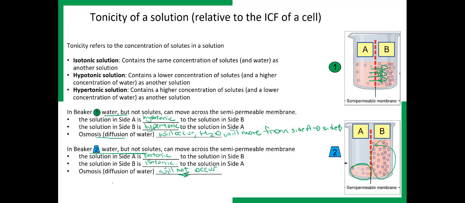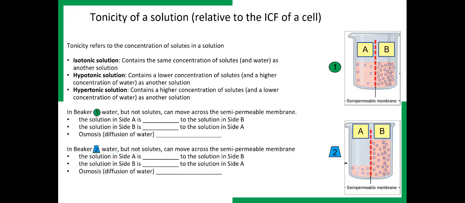So actually, if you really wanted to know, this is what happens in the situation where you start the experiment with more solutes in side B compared with side A. If you leave it over time, water will move from side A to side B to give you this isotonic solution at the end of the experiment.